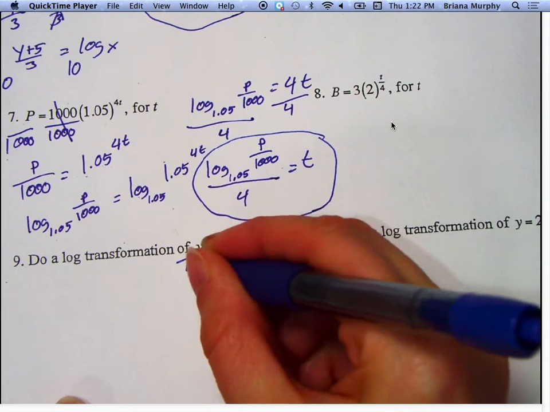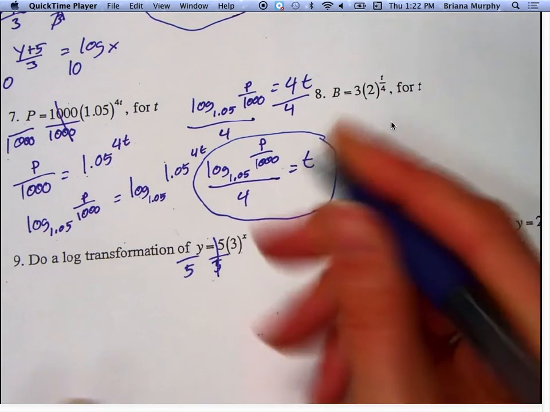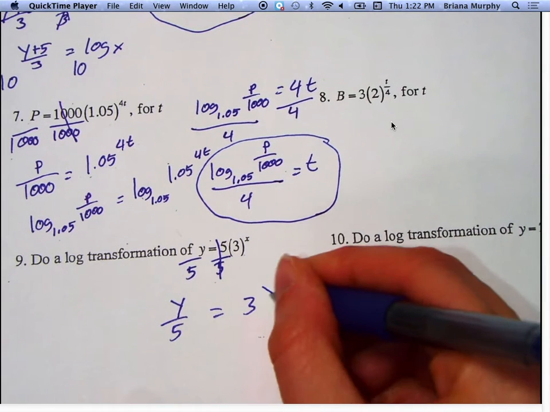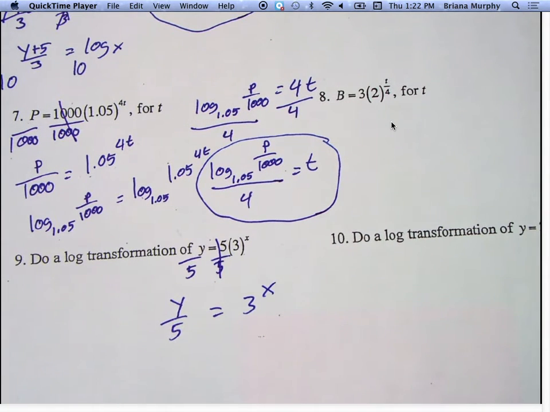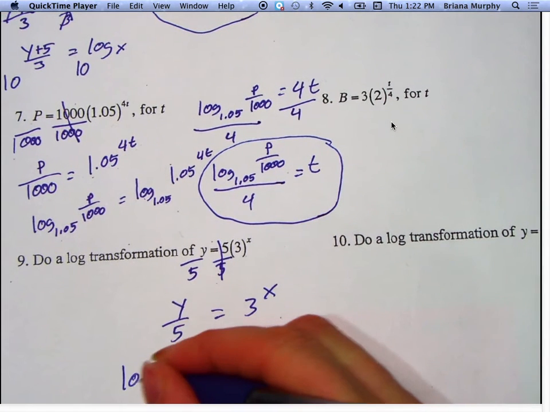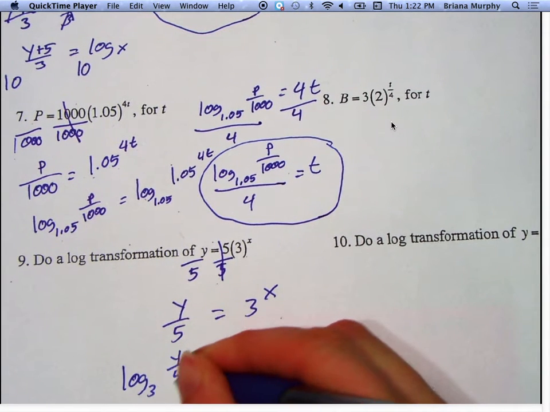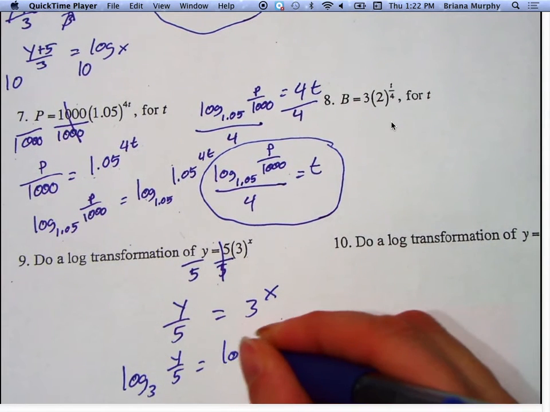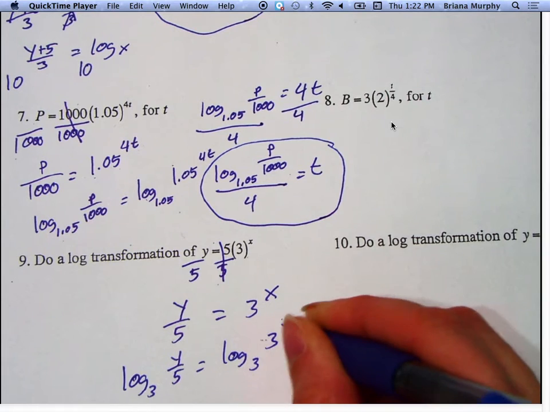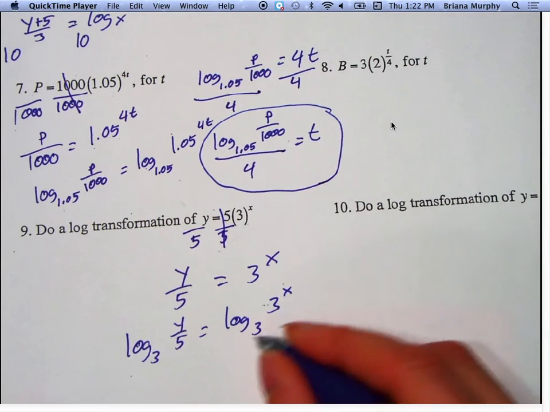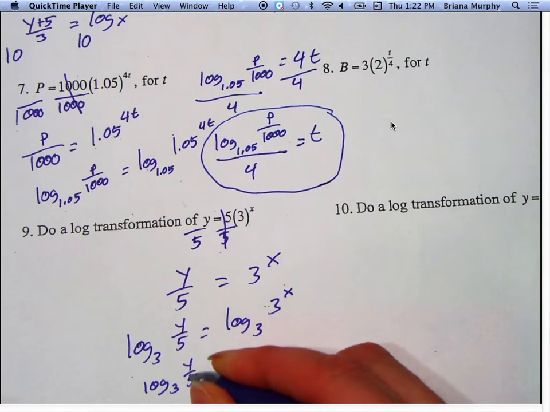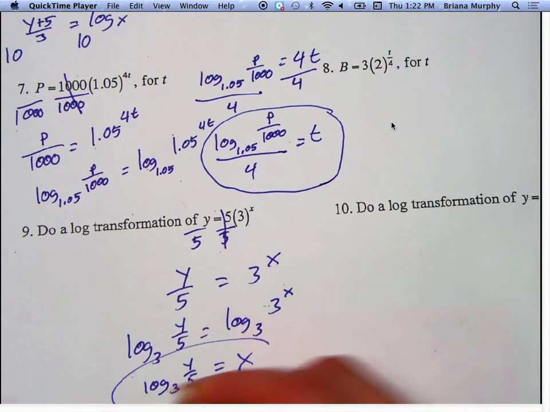We can't divide by 3, right? Because the 3 is taken to the x, so we can't use that. So we have y over 5 equals 3 to the x. Now what do I use to find the unknown exponent? Log. Log base 3, because that's what my base is right here, right? Log base 3 of 3 to the x. I use the power rule to bring the x in front. Log base 3 of 3 gives me 1.